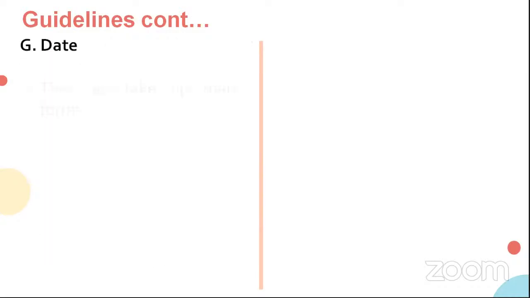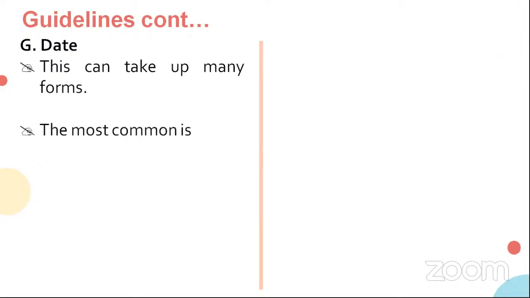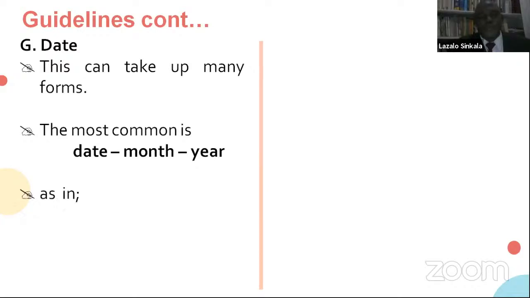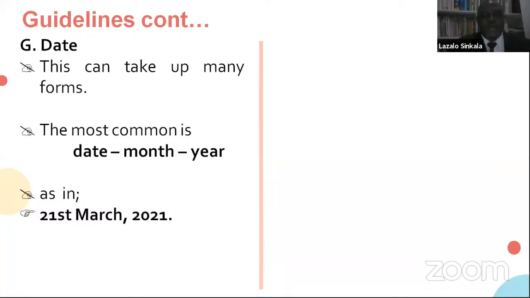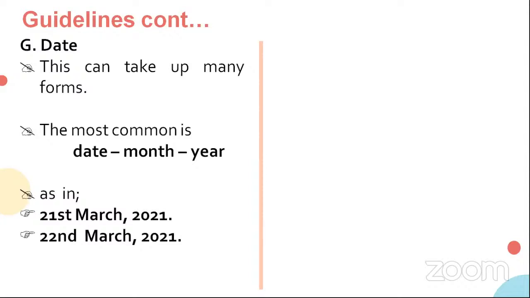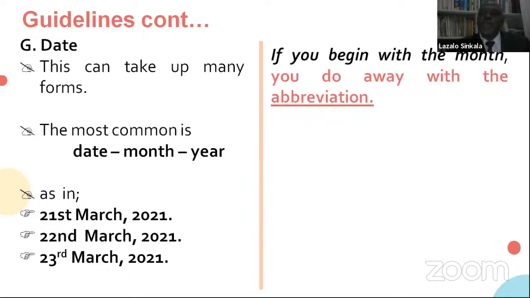How about the date? This can take up many forms. The most common is the date, the month, and the year, as in 21st March, 2021. 22nd March, 2021. 23rd March, 2021. If you begin with the month, you do away with the abbreviation.